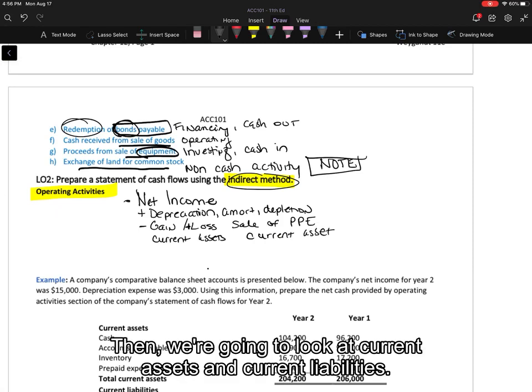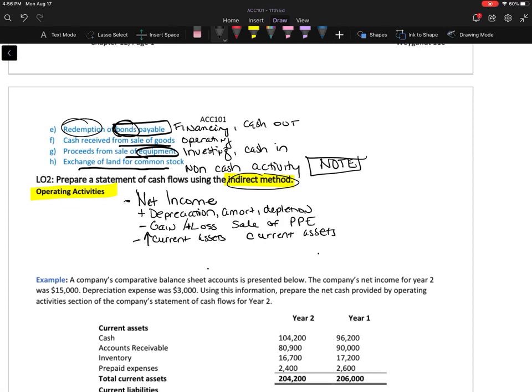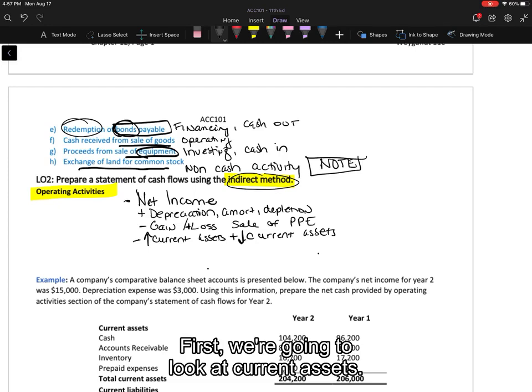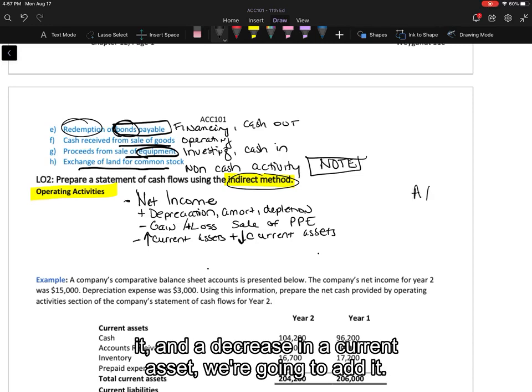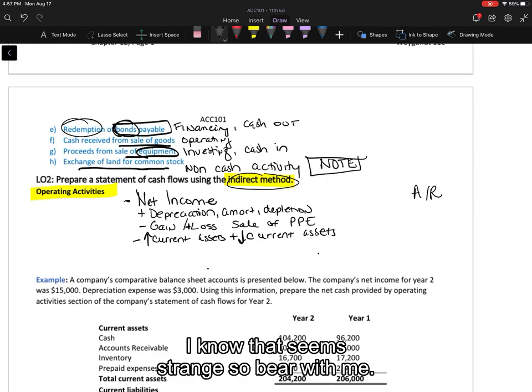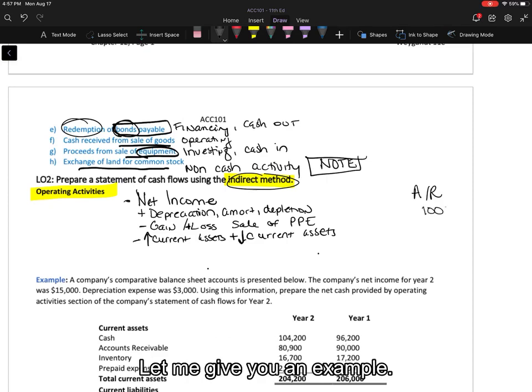Okay, then we're going to look at current assets and current liabilities. So first we're going to look at current assets. And if you have an increase in a current asset, we're going to subtract it. And a decrease in a current asset, we're going to add it. And I know that seems kind of strange. Okay, so bear with me, but let me give you an example.